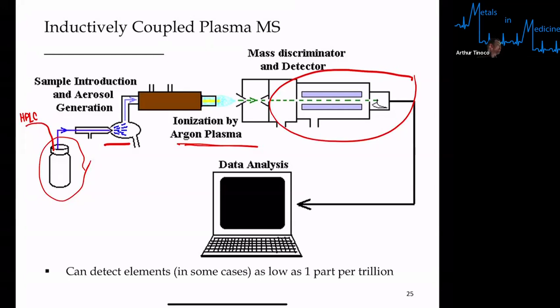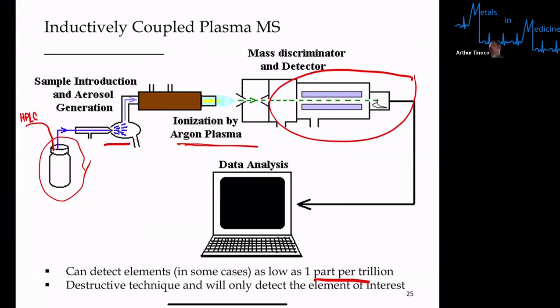All right. So it's quite useful in terms of sensitivity. You can detect elements down to the ppt, okay? But keeping in mind, it's destructive. And so what you're going to end up seeing by this particular MS is the element of interest. So the energy that you're going to use will depend on what element you're focusing on.